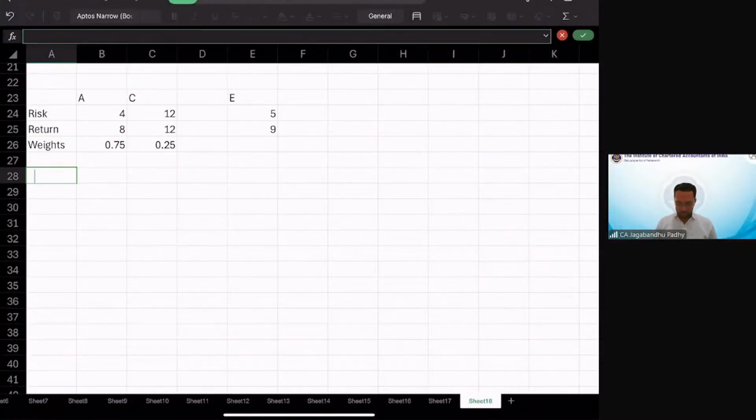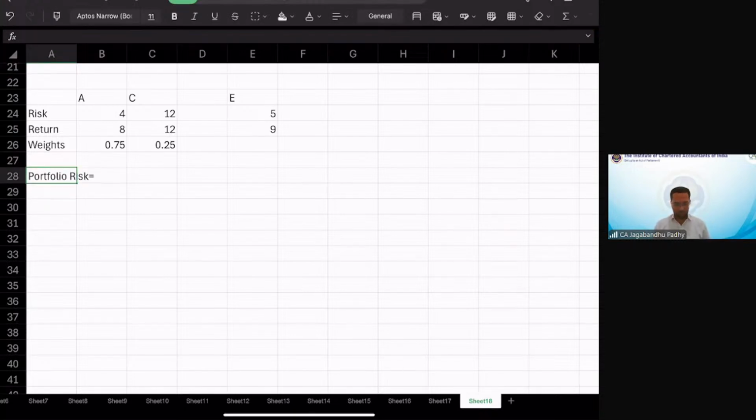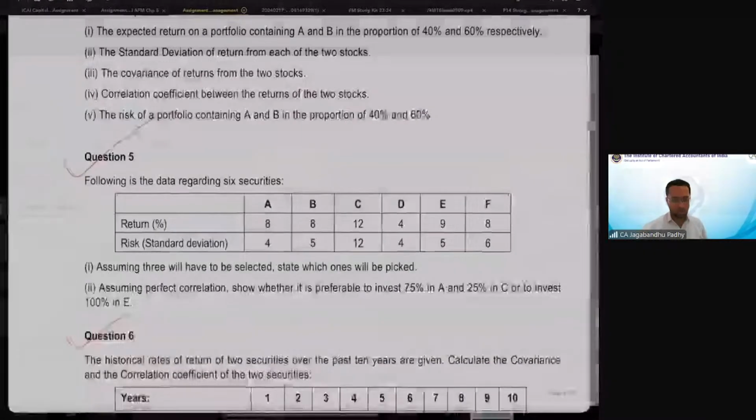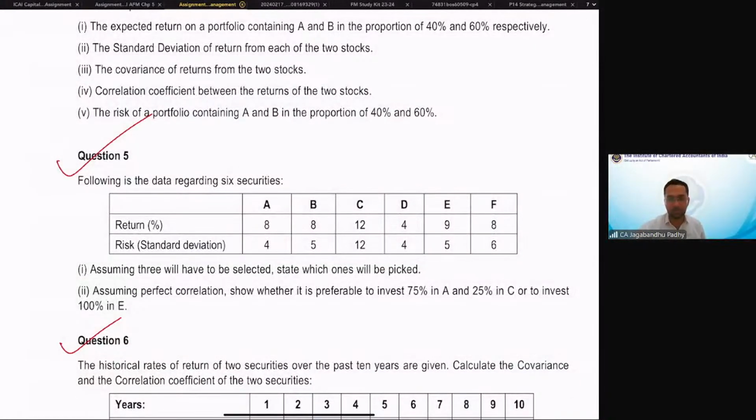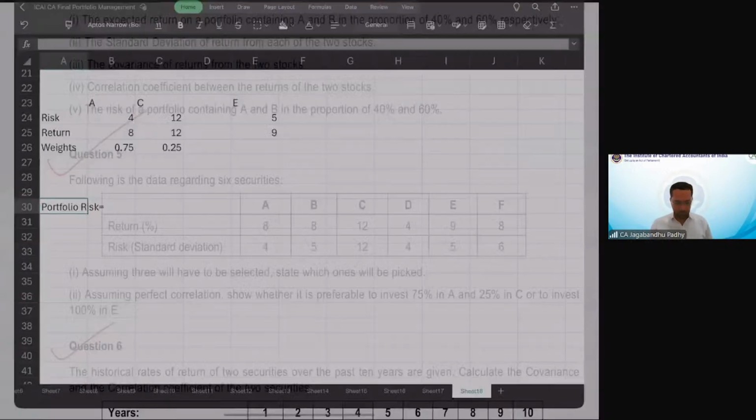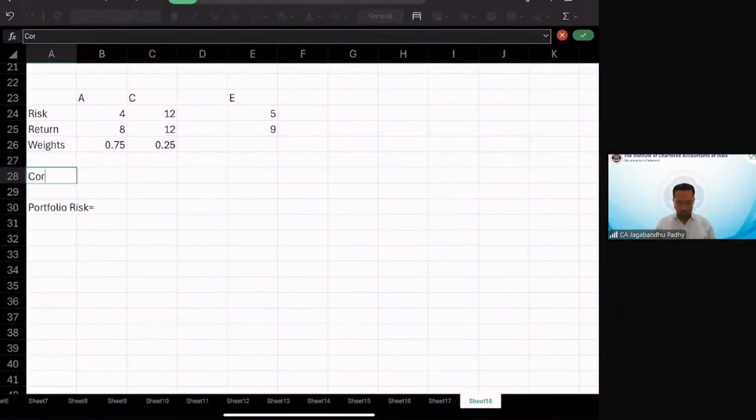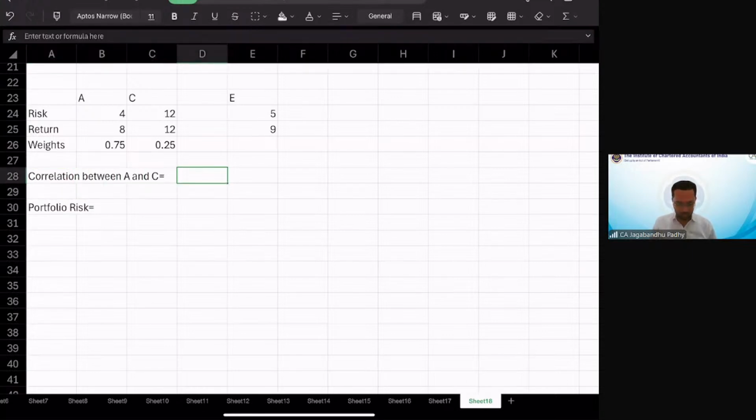So, first we need to compute the portfolio risk. For the purpose of portfolio risk, we need the correlation number. What is the correlation number given to us? The correlation given in the question is perfect correlation. So, when you say perfect correlation, of course, we are talking of correlation being equal to 1, right? So, for a perfect correlation of 1, what should be the risk and the return?